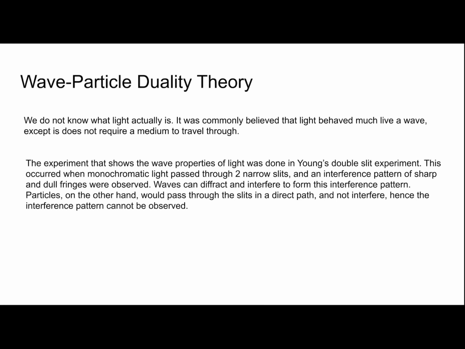Alright, the experiment that showed the wave properties of light is Young's double slit experiment, which we should have learned about in our wave standard for level 3 waves. This occurs when monochromatic light passes through two narrow slits and an interference pattern of bright and dull fringes is observed. Waves diffract through the slits and then interfere constructively and destructively. They have nodal lines and antinodal lines.